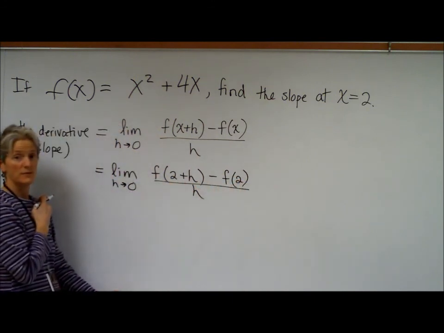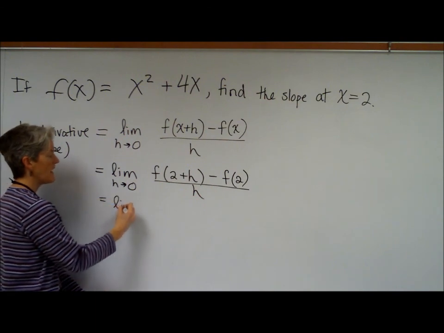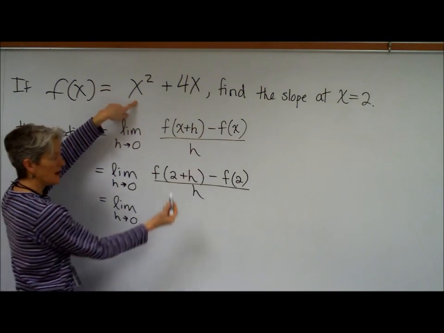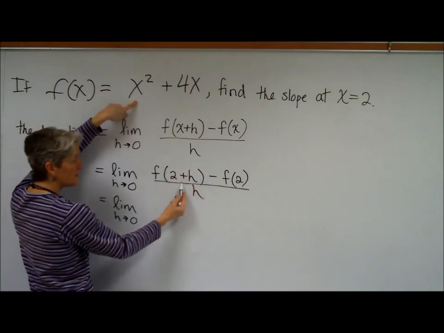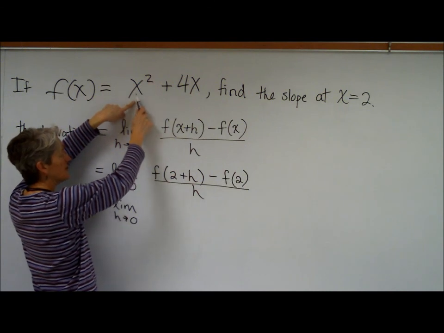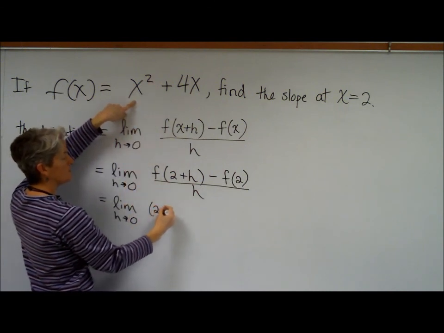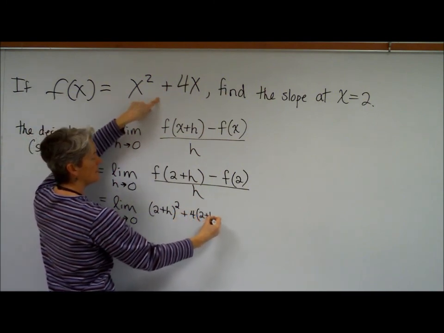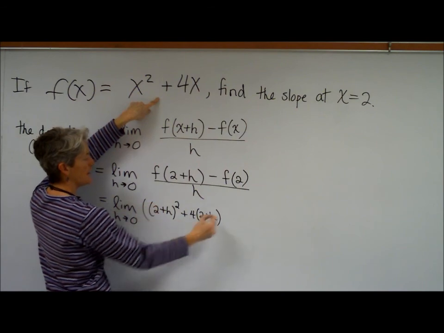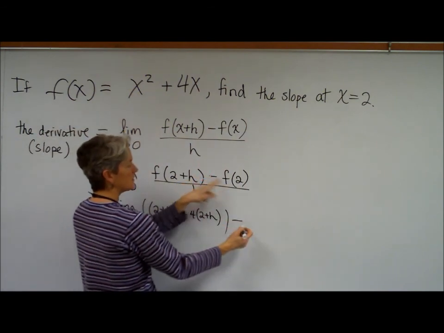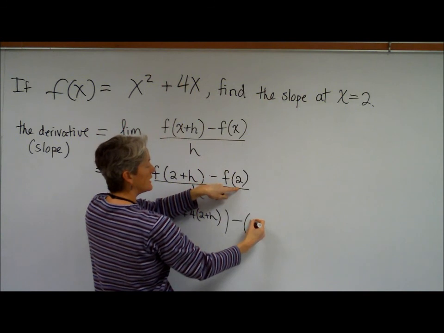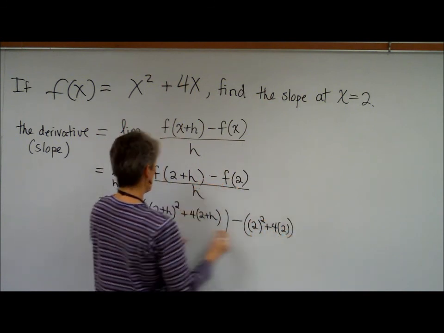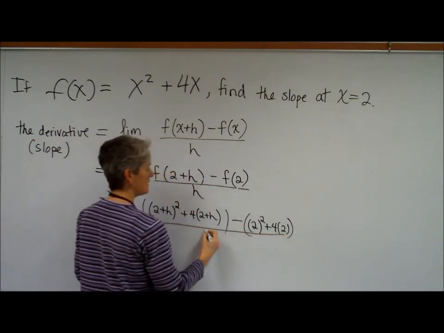How are we doing? So far, so good? Looks good. All right, so now I have my actual function. F of x is defined to be x squared plus 4x. So f of 2 plus h, that means I'm going to substitute in 2 plus h for x. So it's 2 plus h, quantity squared, plus 4 times 2 plus h. Right? That's that first part. Minus f of 2. All right, I'm substituting in 2 for x, plus 4 times 2, all over h.